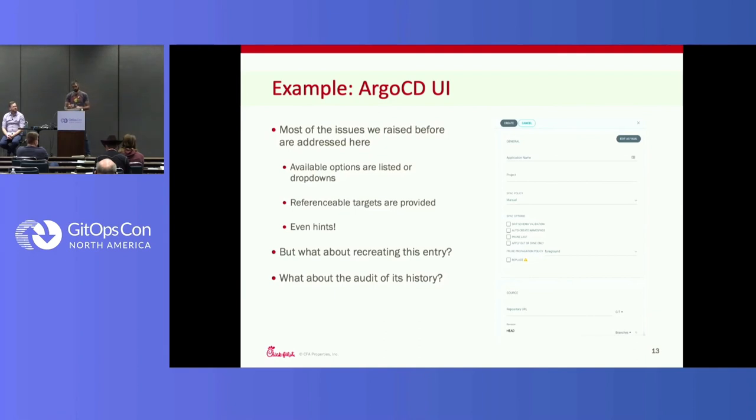Here's an example with the Argo CD UI. Most of the issues that we raised before are addressed in this, but you lose audit history of what's here unless Argo separately fully implements that. You lose recreatability, right? Think about anyone who's had a team that created a database or similar through a web UI in a cloud provider, and then later you need to recreate it, and you have no idea what that state was.